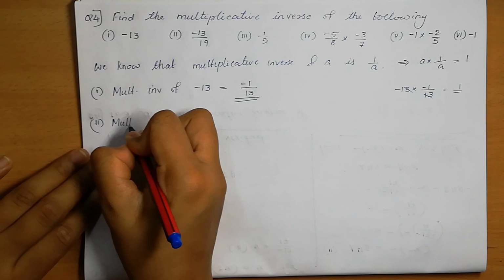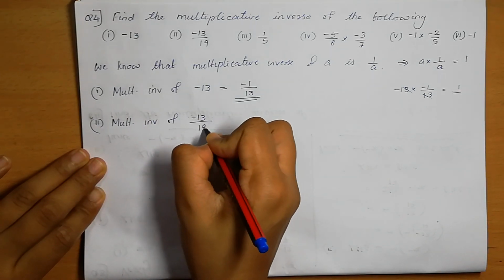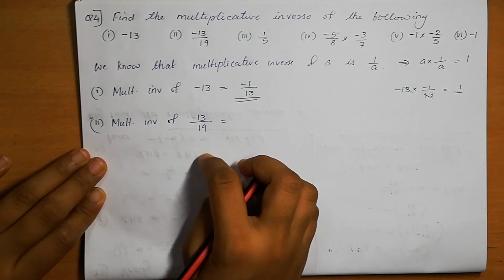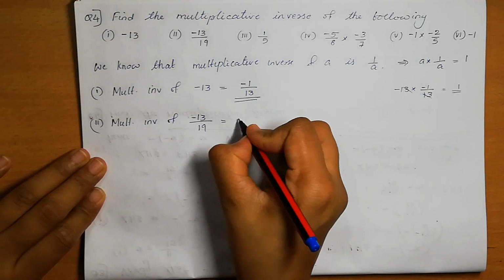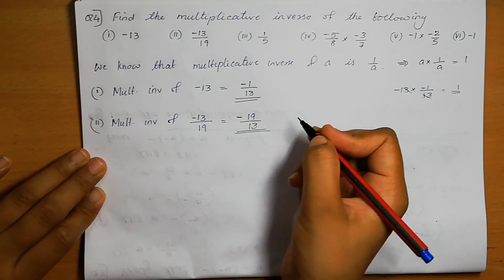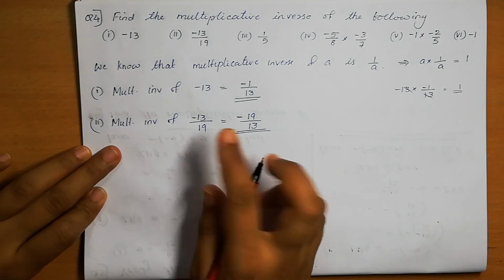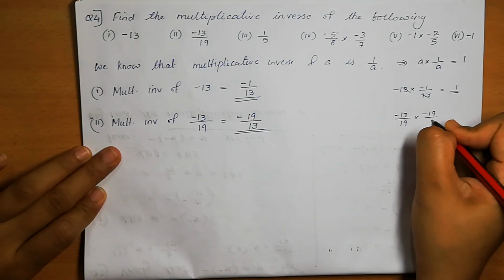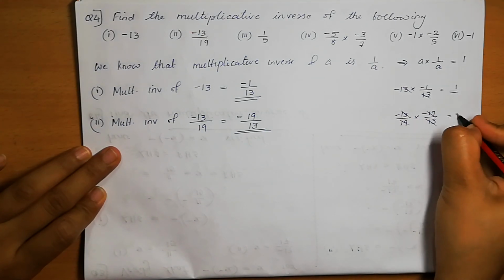Next is the second one. Multiplicative inverse of minus 13 by 19. We need to write the reciprocal. Reciprocal means 19 by minus 13. Standard form means we need to keep minus always in the numerator. So minus 19 by 13. Minus 19 by 13 is the reciprocal or multiplicative inverse of minus 13 by 19. Minus 13 by 19 into minus 19 by 13. 13, 13 cancel, 19, 19 cancel, minus into minus is plus 1. Correct.